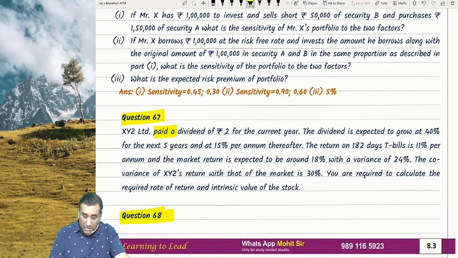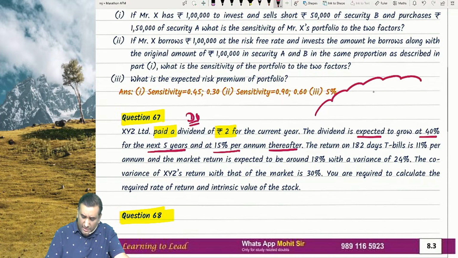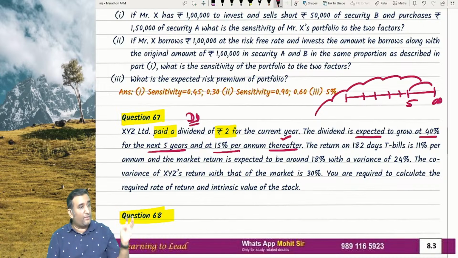XYZ Limited paid a dividend of 2 per share. Paid is D0. The dividend is expected to grow at 40% for the next 5 years and 15% thereafter. That means you can calculate D1 using the dividend growth model. You know how to calculate: 1 year, 2 year, 3 year, 4 year, 5 year, and then from the 5th year till infinity I can apply perpetuity. Basically he is giving me a hint. I can calculate D1, D2, D3, D4, D5 and then P5.